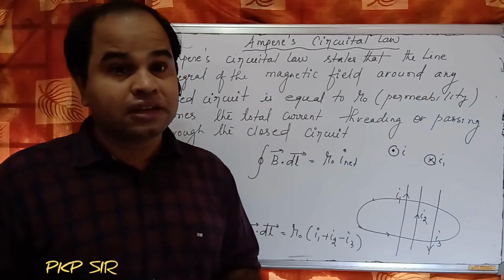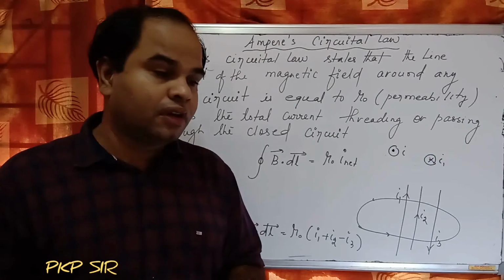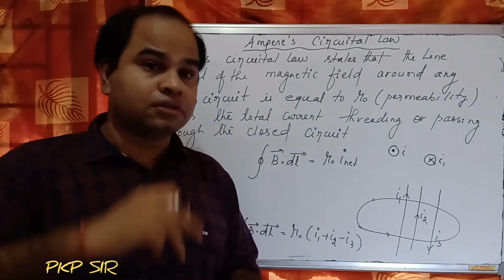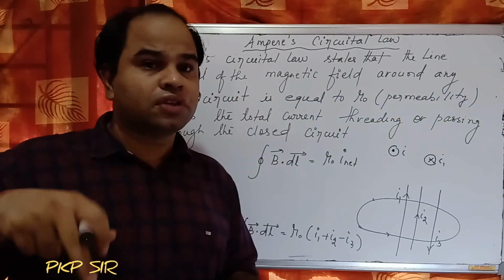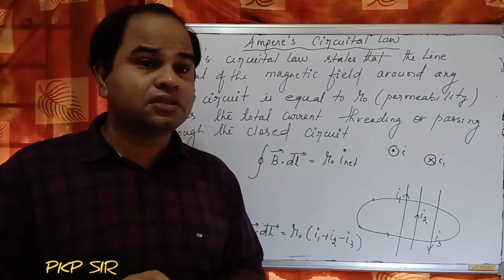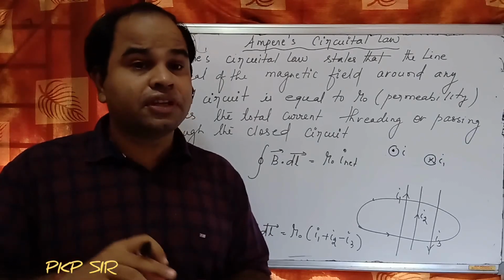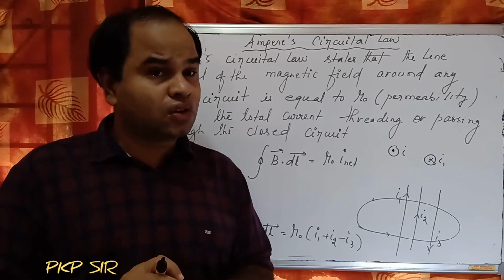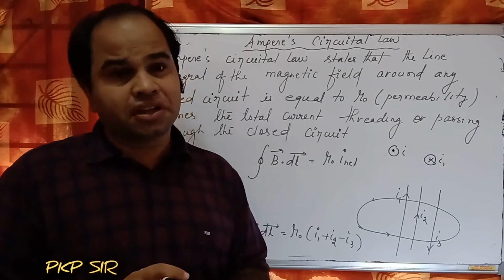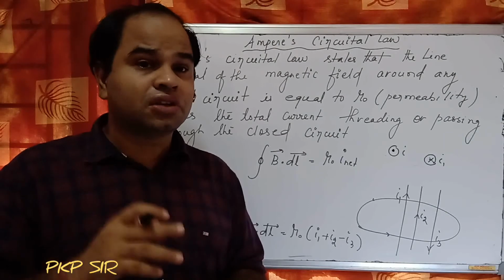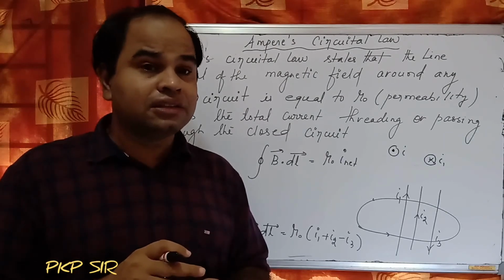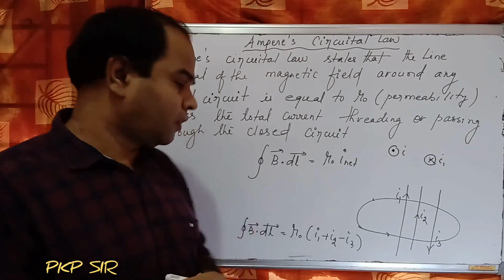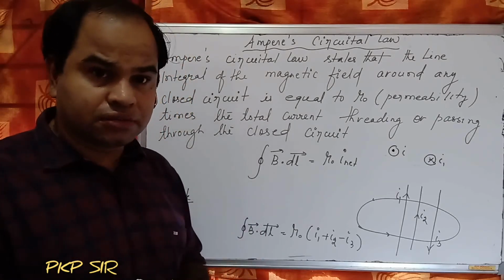Third assumption is for the closed line we take, the circulation of the closed line. If the circulation of the closed line is in anti-clockwise direction, then it is taken positive. If the circulation of the closed line is in clockwise direction, then it is taken negative. So let us do an example.